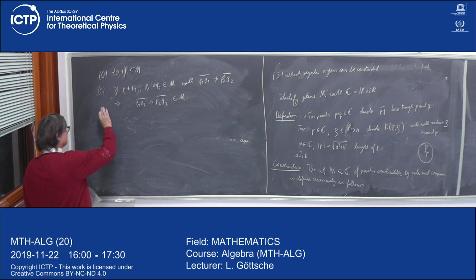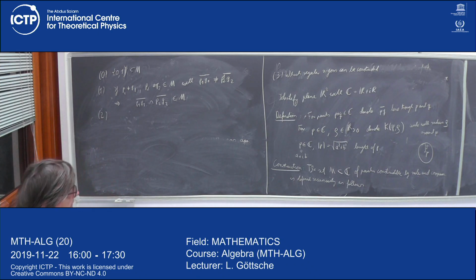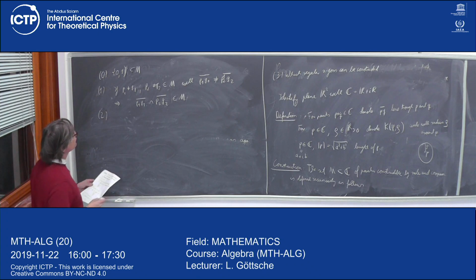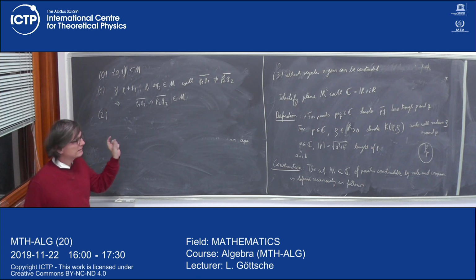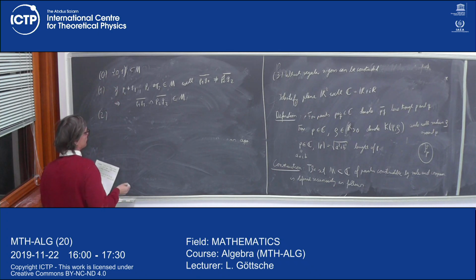Then, the second one is we can intersect a line with a circle, where the radius of the circle is allowed to be the distance of any points that we already know.